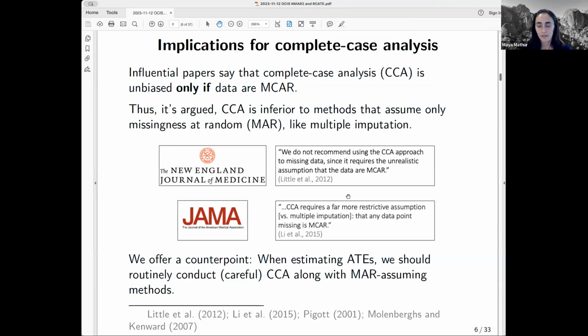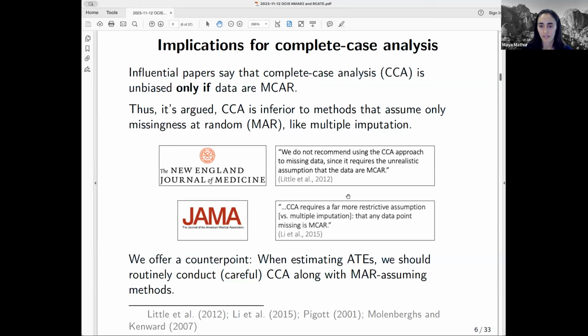It basically only happens if your data are lost because you drop randomly half of your test tubes on the sidewalk or something like that. It doesn't really occur in practice. And so it's been argued that complete case analysis is therefore just inferior to methods that make the weaker assumption of missingness at random, like, for example, multiple imputation.